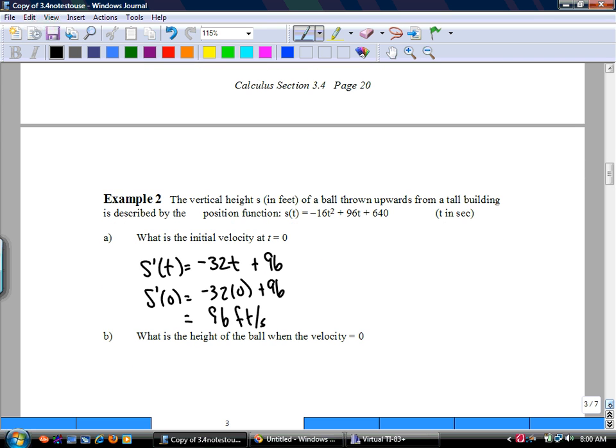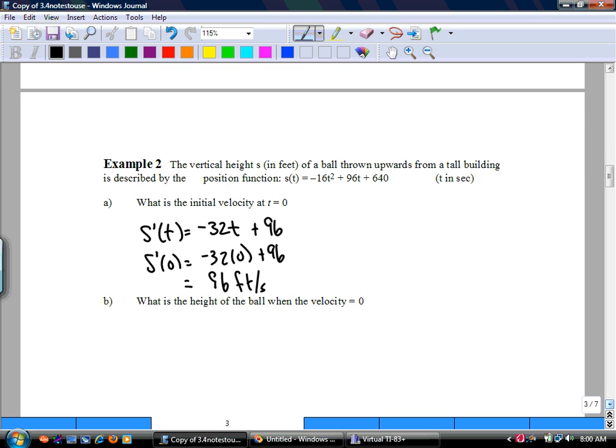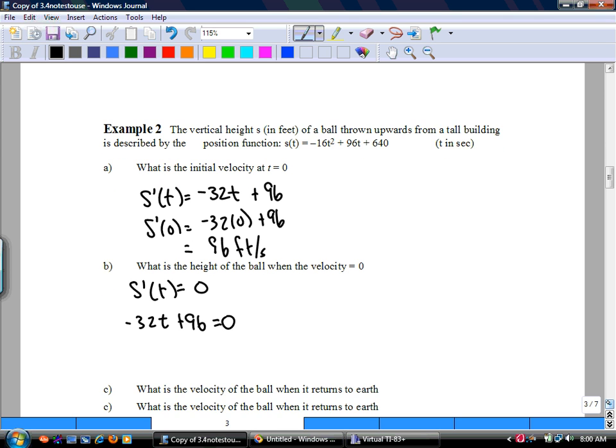What is the height of the ball when the velocity equals 0? So we need to find when S prime of t equals 0. Negative 32t plus 96 equals 0. t equals negative 96 divided by negative 32, which is 3. So the ball is stopped at t equals 3. How high is the ball?